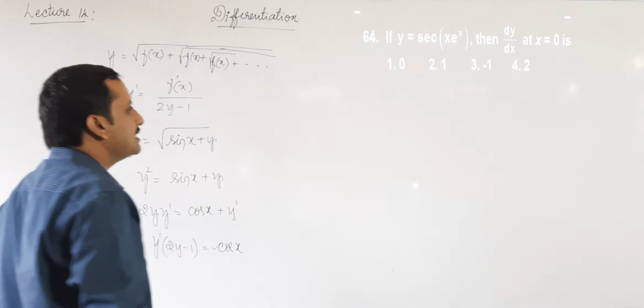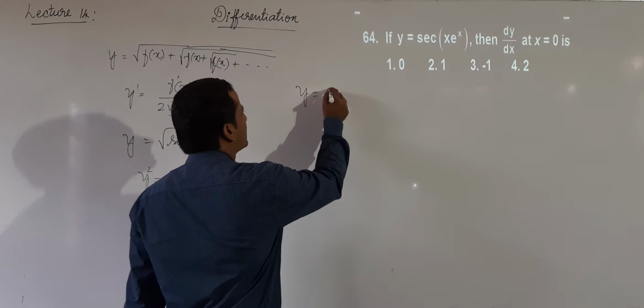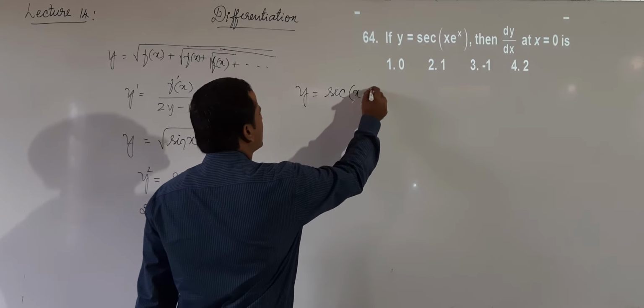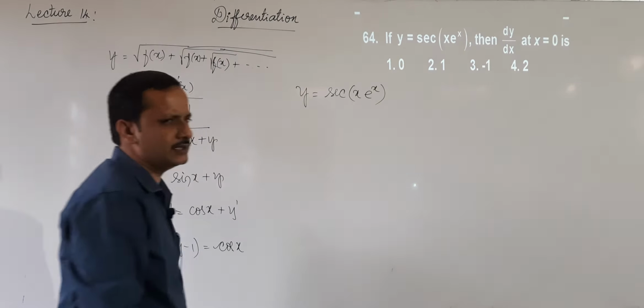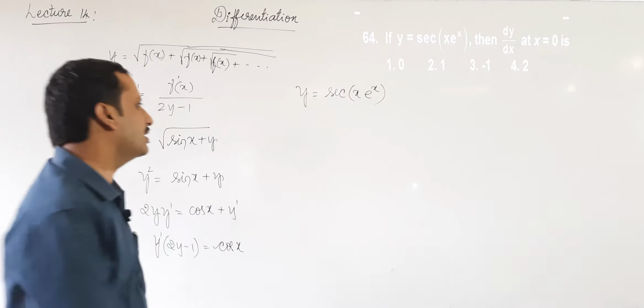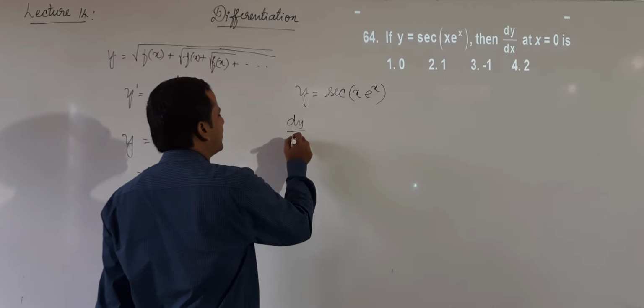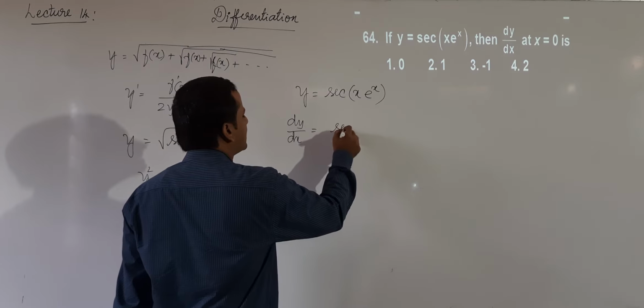64. If y is equal to secant x e power x, then dy by dx at x equal to 0 is. You differentiate this with respect to x, dy by dx is equal to derivative of secant x is secant x tan x.